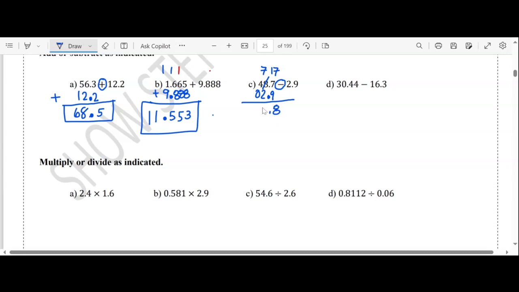2 from 7? 5. And then bring the 4 down. Clear or not clear? Yeah. Can you do D? Yeah, do it now.